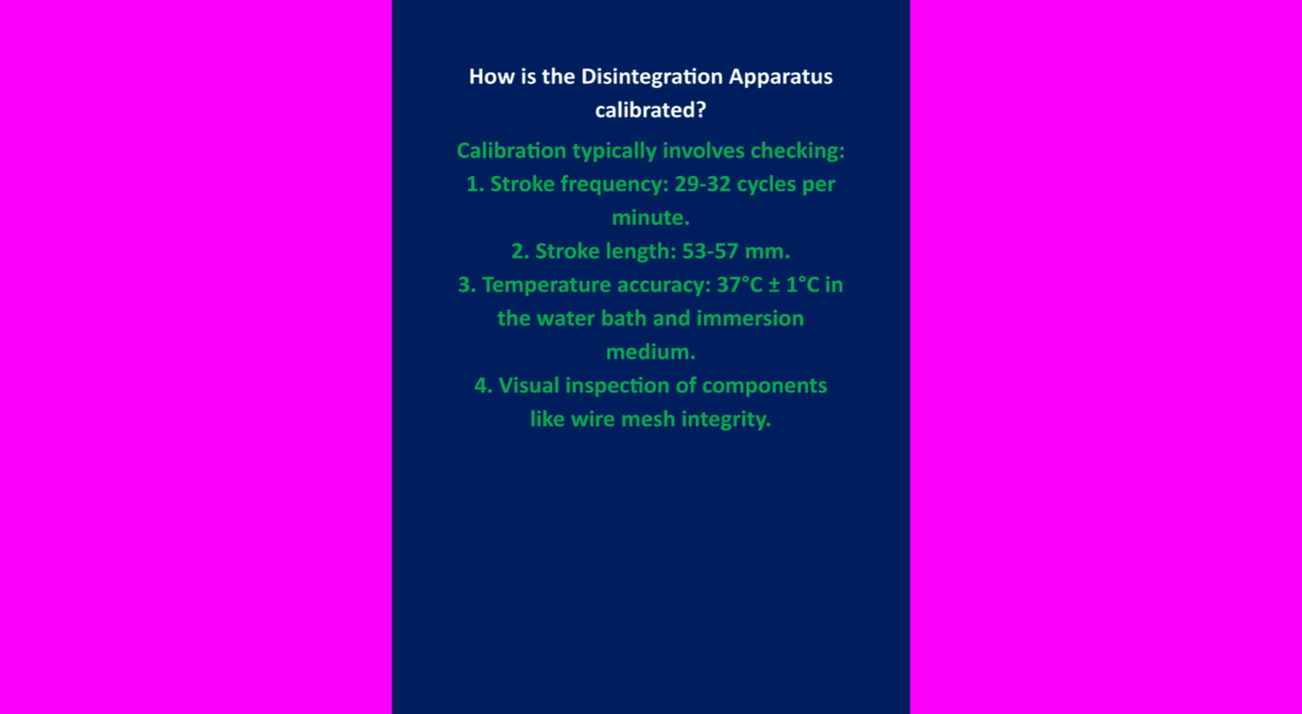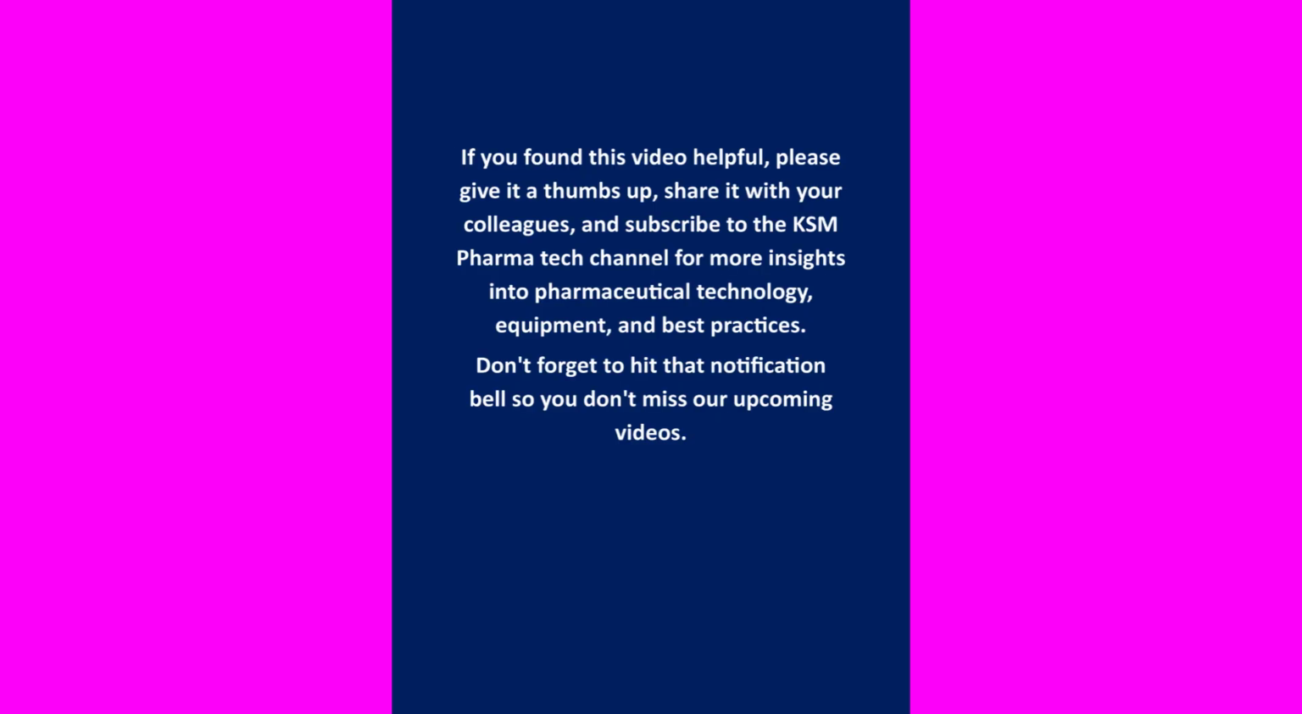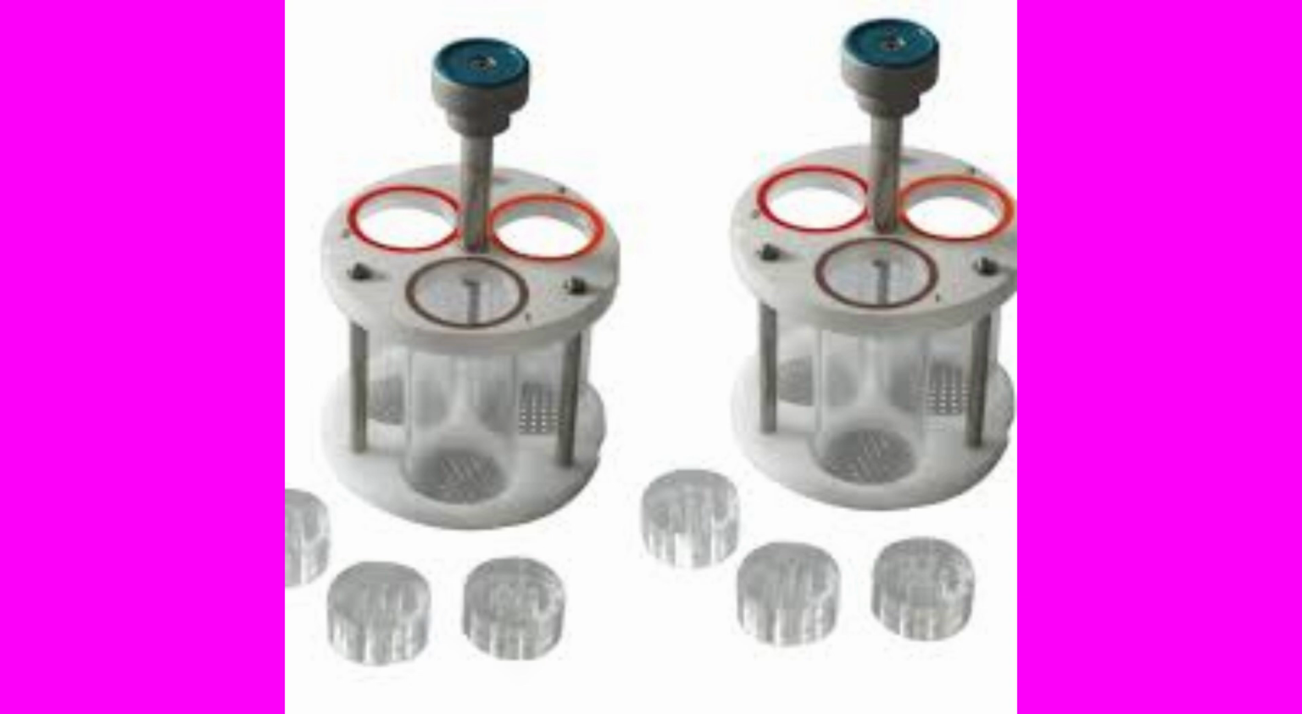Last but not least, it's important: how is the disintegration apparatus calibrated? Calibration typically involves checking stroke frequency, that is 29 to 32 cycles per minute, stroke length, that is 53 to 57 mm, temperature accuracy, that is 37 degrees centigrade plus or minus 1 degree centigrade in the water bath and immersion medium, and visual inspection of components like wire mesh integrity.